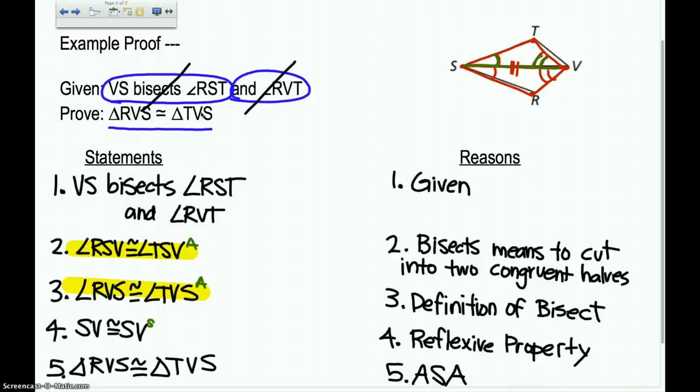Fortunately, we have reflexive. So we have SV and SV because it was in both. We have the angle, the side between, and the other angle. We used ASA to prove these two triangles congruent.